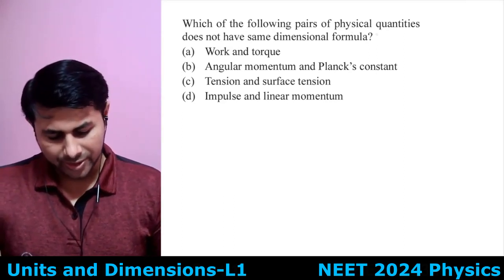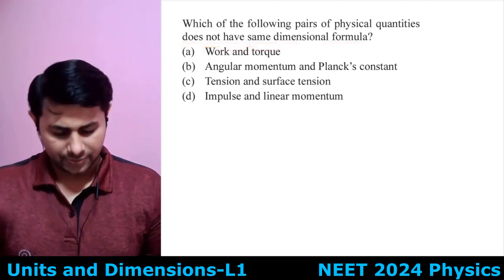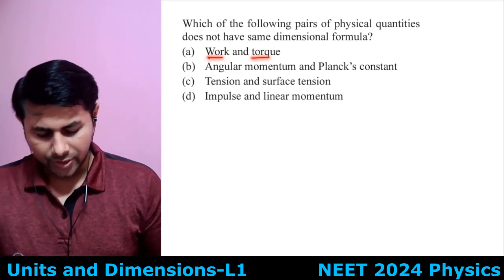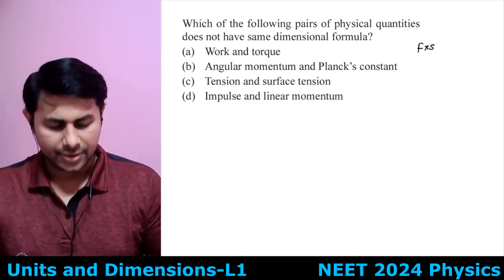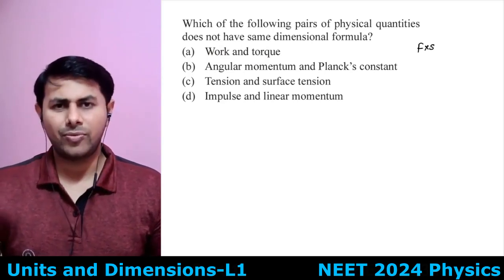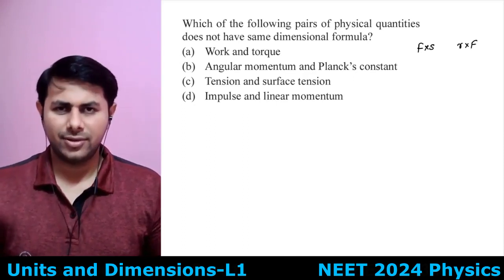Which of the following pairs of physical quantities does not have the same dimensional formula? Okay, work and torque. So we know what is work. Work is force multiplied by displacement. And what is torque? Torque is moment of force. Okay, so it is r cross F, right?